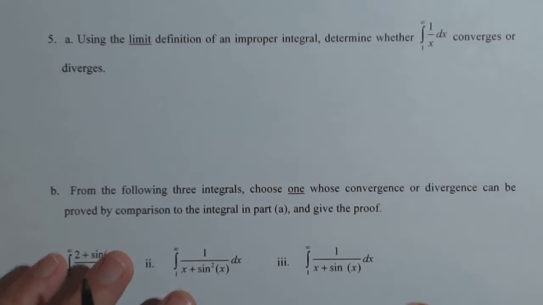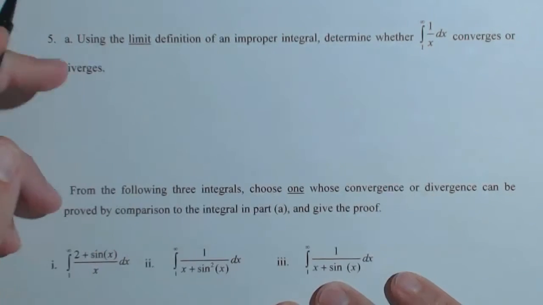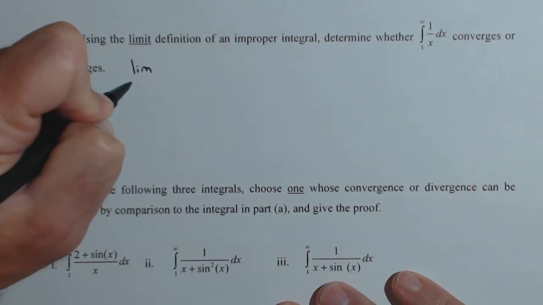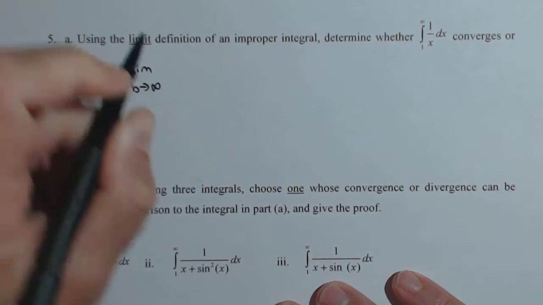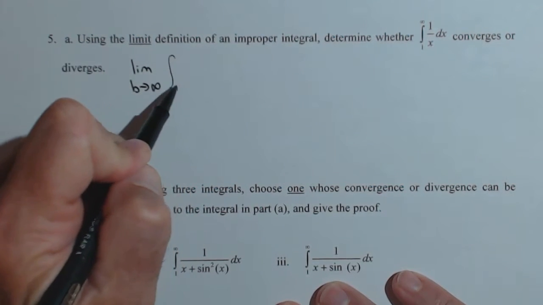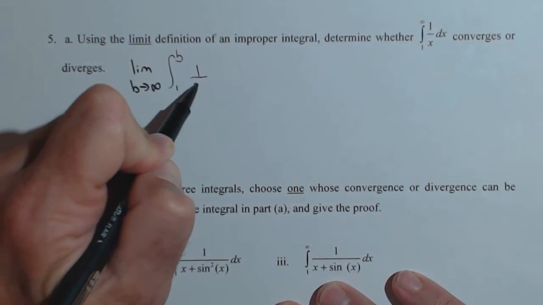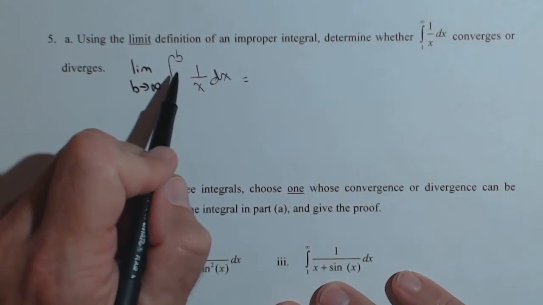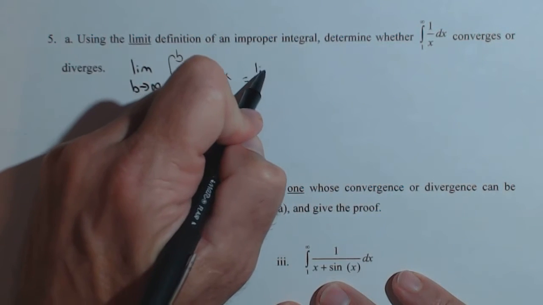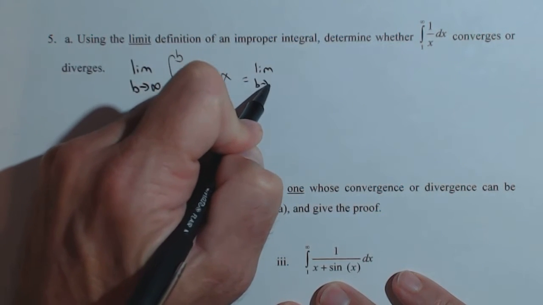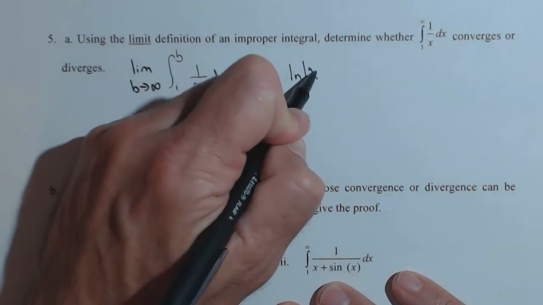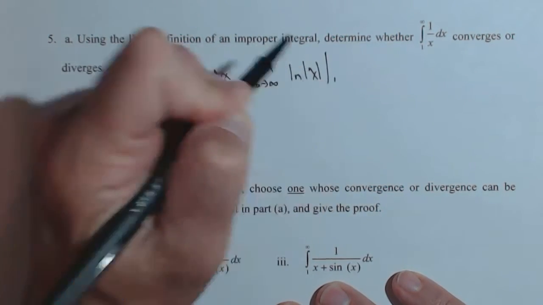So we're going to do an improper integral using the limit definition. So first thing we do is we write it as a limit as b goes to infinity of the integral from 1 to b of 1 over x dx. Now we treat this like a regular definite integral. We'll still have the limit as b goes to infinity. The antiderivative here is the natural log of the absolute value of x from 1 to b.